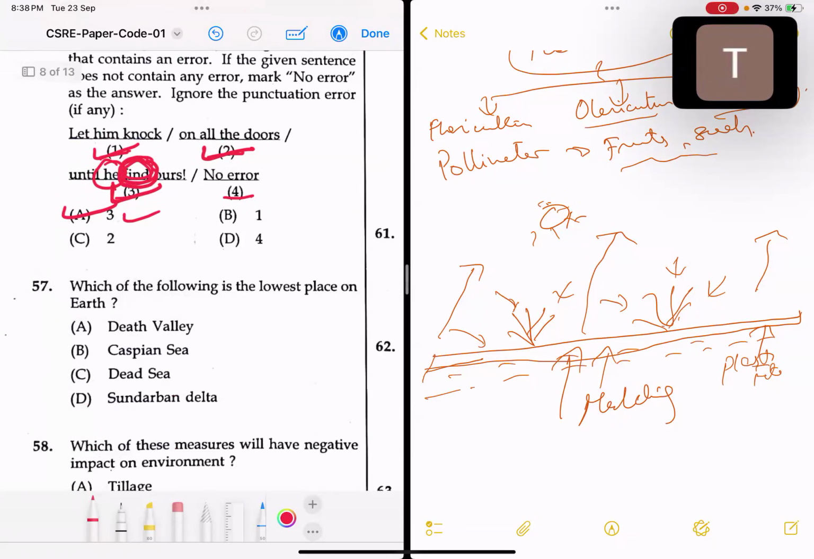Question number 57. Which of the following is the lowest place on Earth? So this is a general knowledge question, direct question. It is the Dead Sea, okay? So it is around 1,400 feet below the sea level.